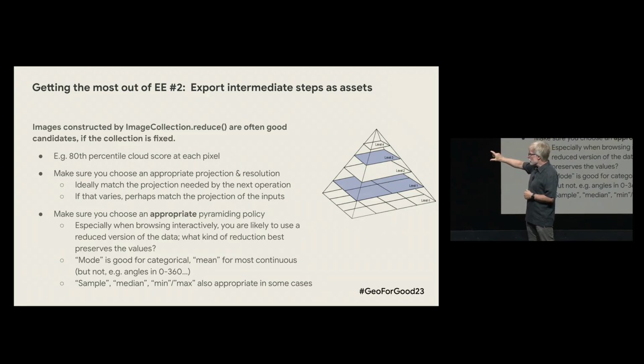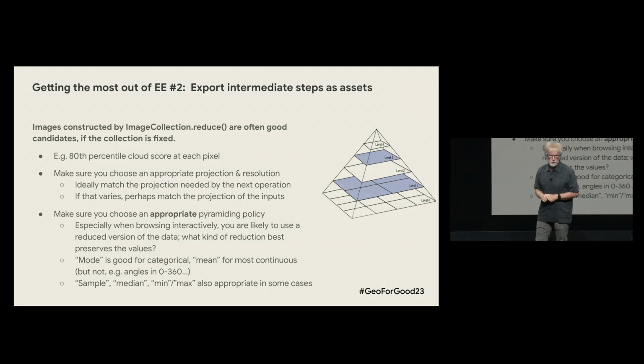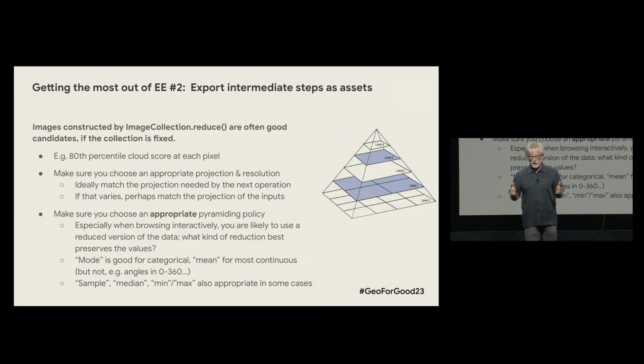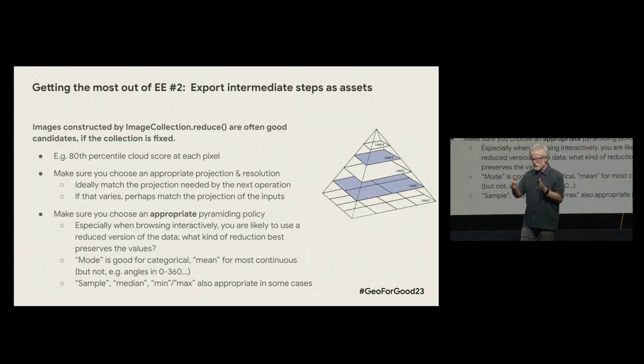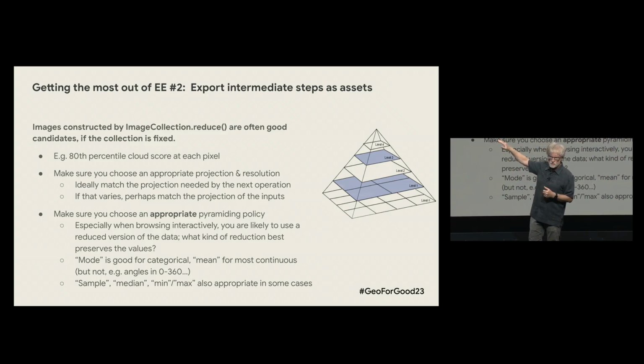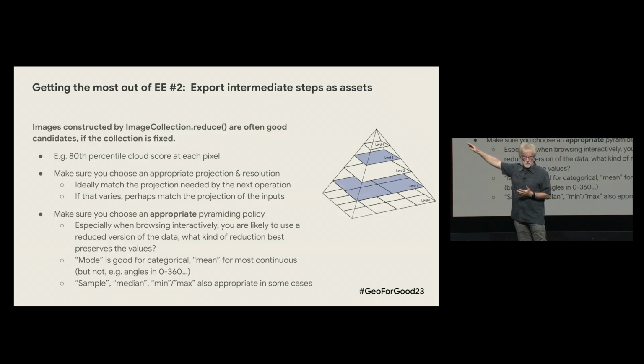The other gotcha to watch out for is this thing called a pyramiding policy. Earth Engine will compute your image at the highest resolution, and it will store those pixels, but it will also store reduced versions of those pixels that will be used if you are viewing your analysis zoomed out in the code editor, for example. And the right way to reduce your data depends on what the data is and what you're using it for.